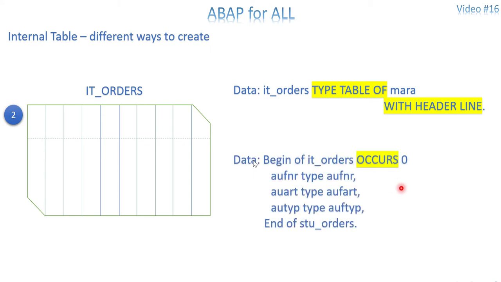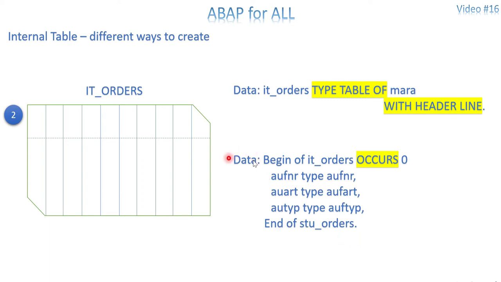Another one is a very old, or obsolete, method, so better not to use it. But if you come across any existing program with this kind of syntax, you should know that this is an internal table which creates an inbuilt header line. So begin of IT_orders occurs 0. It actually creates some memory space also, an 8 KB size. It assigns a memory space for it, and then end of IT_orders.